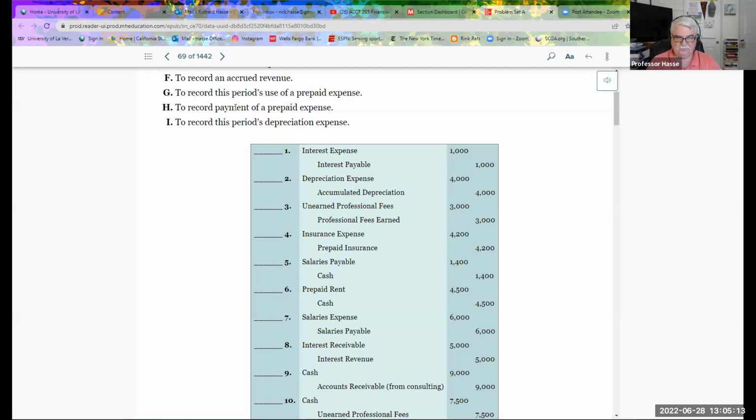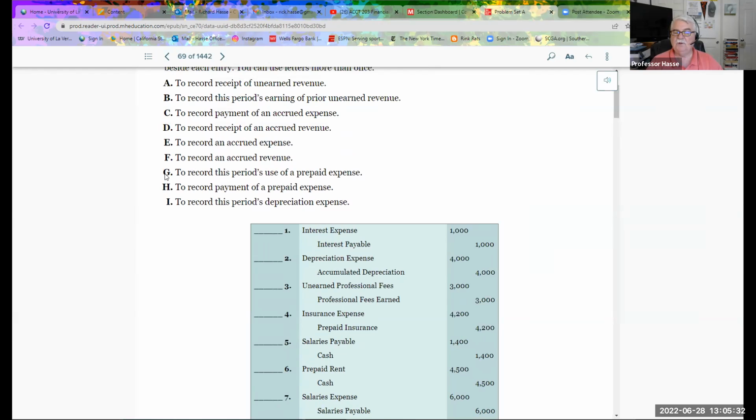Number 8, interest receivable, interest revenue. Oops, I skipped one. Yeah, salaries expense, excuse me, I skipped 7. Salary expense, salaries payable. That is letter E, to record an accrued expense.